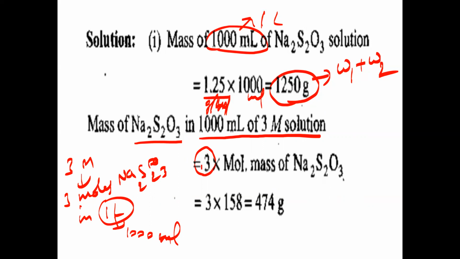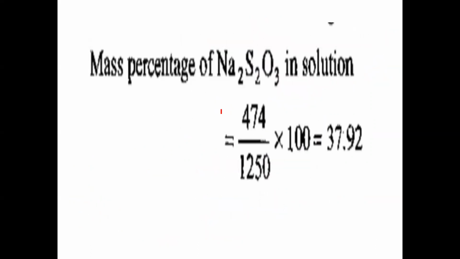So how do we get the weight? Mass is equal to number of moles into gram molecular weight. The number of moles is 3, and the gram molecular weight of Na2S2O3 is 158. So 3 into 158 gives 474 grams, which is the weight of solute. Weight of solute plus solvent is 1250. Now W2 we got as 474, and W1 plus W2 is 1250, so W1 is 1250 minus 474.